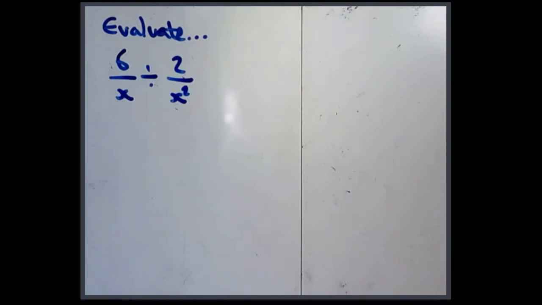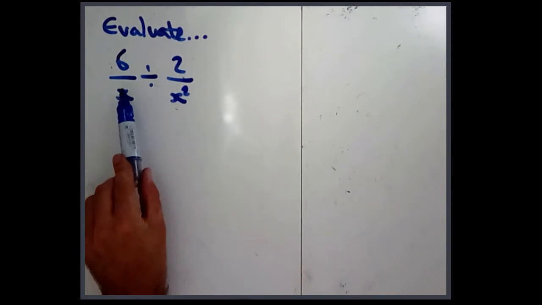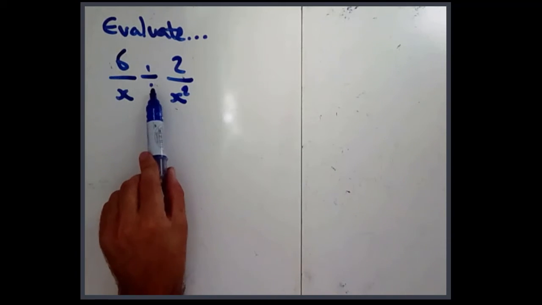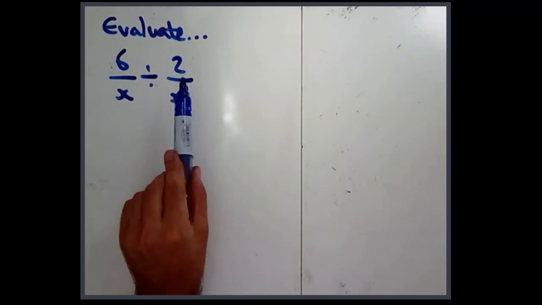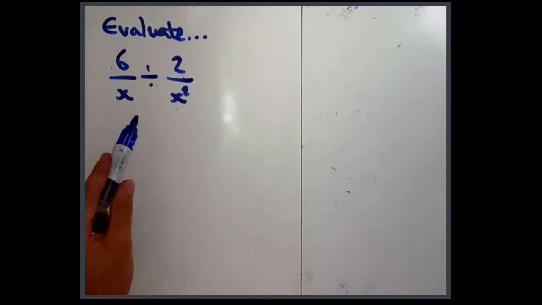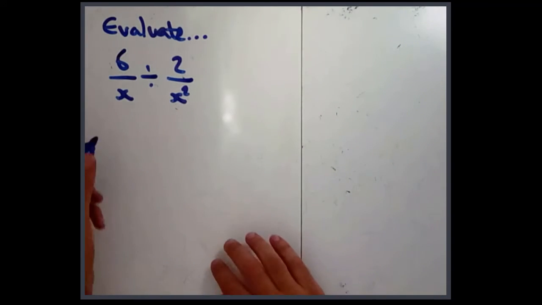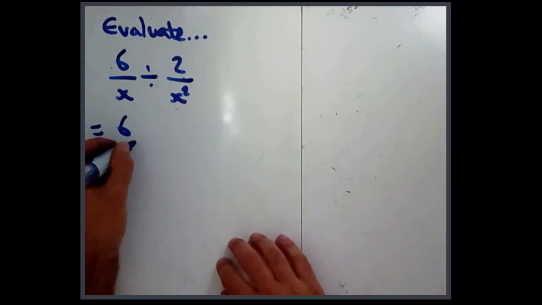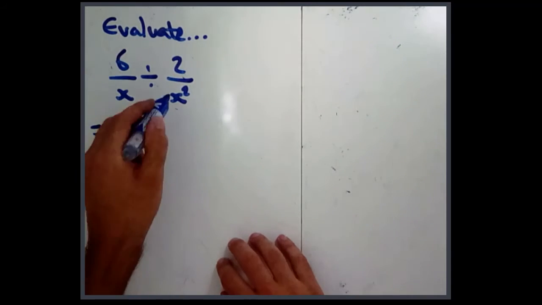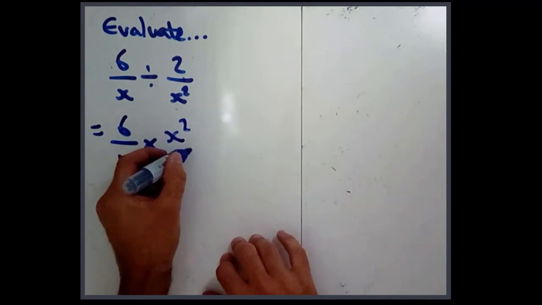Okay, so when you are dividing by a fraction, you multiply by its reciprocal. Another way you might remember this is same, change, flip. Keep the first one the same, change the divide sign to a times, and flip the thing you're dividing by. So I'm going to rewrite this as 6 over x times the reciprocal of 2 over x squared, so you just flip it upside down, x squared over 2.